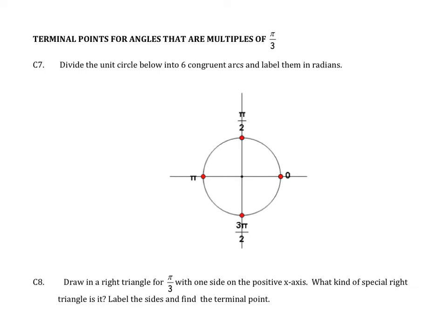And welcome to page 7. Here it is: terminal points for angles that are multiples of pi over 3. And again, this is going to work pretty much like pi over 4 did. You're just dealing with a different kind of angle.